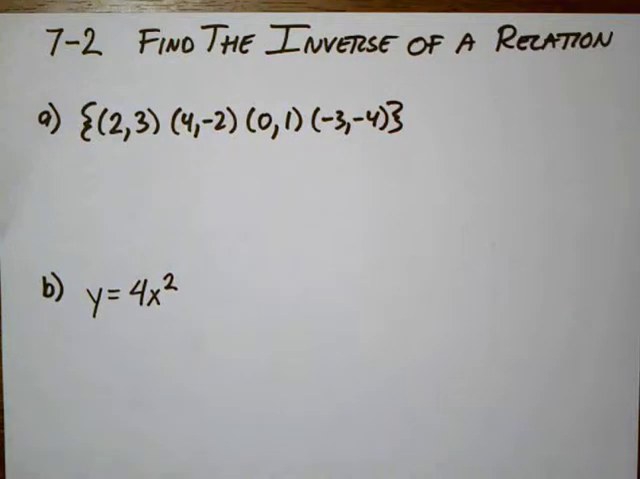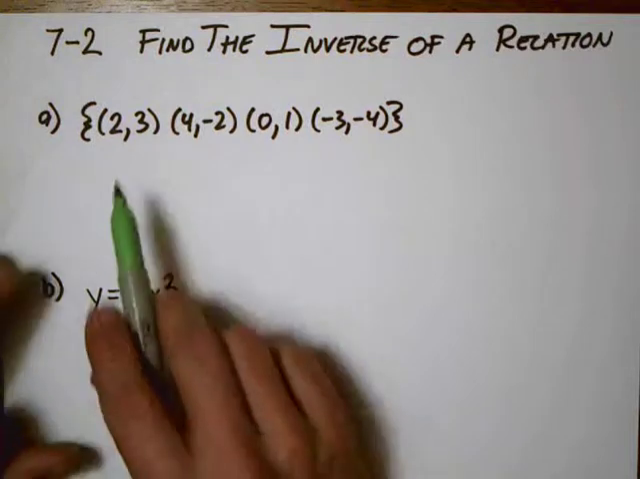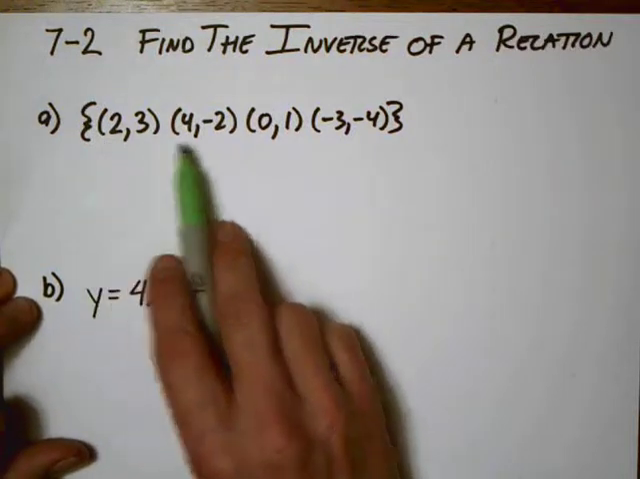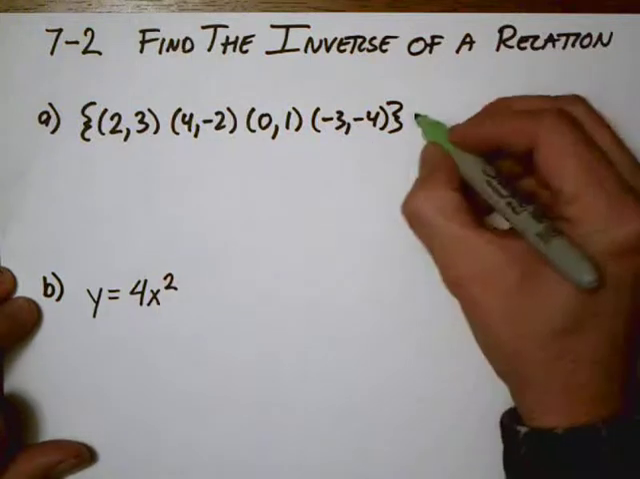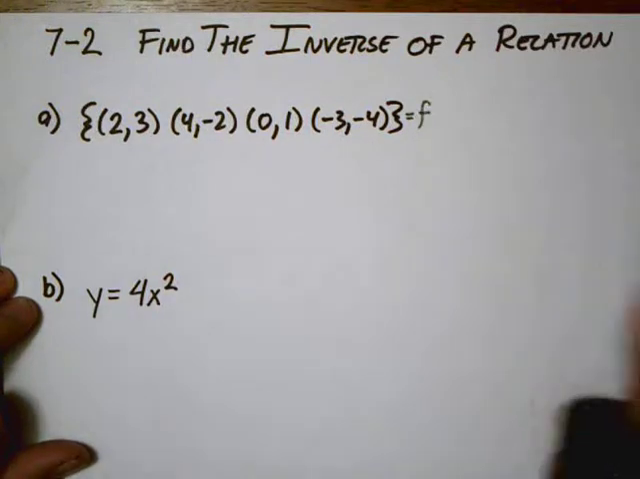Okay, what we're going to be doing is finding the inverse of a relation or a function. We're going to be given a couple different ways to do this. Let's imagine that we're given a relation or a function that's just a set of points. This is only 4 points. And for the sake of argument, let's call this f.